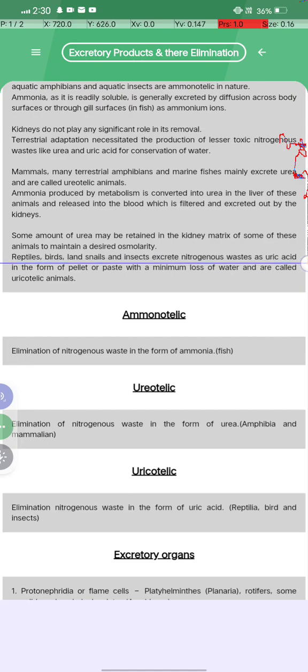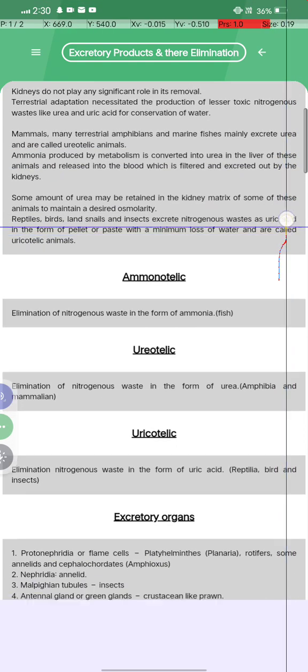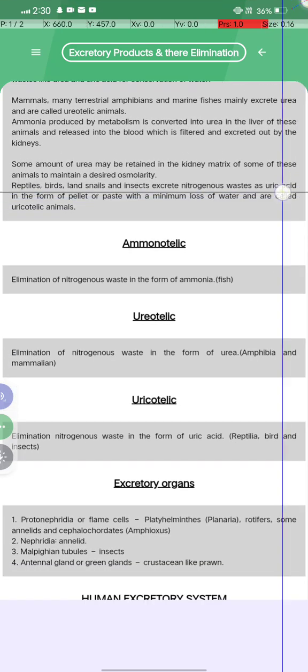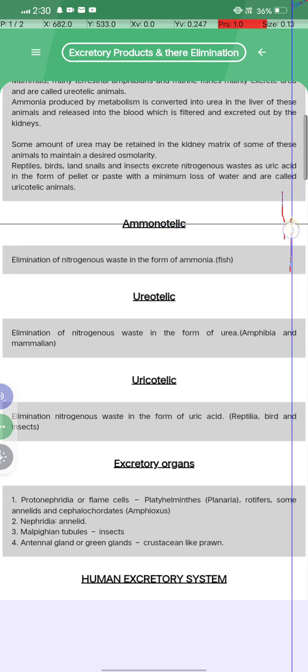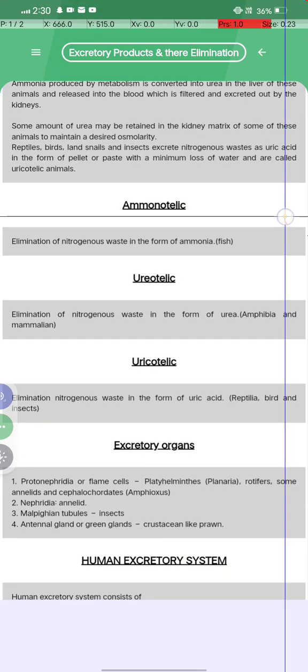Reptiles, birds, snails and insects excrete nitrogenous waste as uric acid in the form of pellet or paste with minimum loss of water, and are called uricotelic animals.